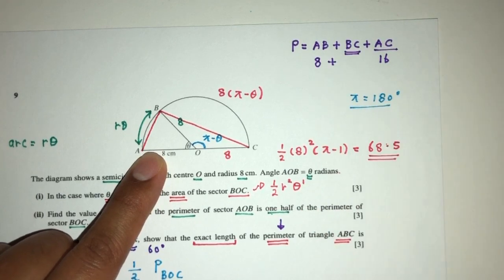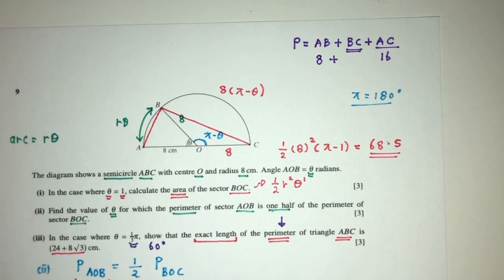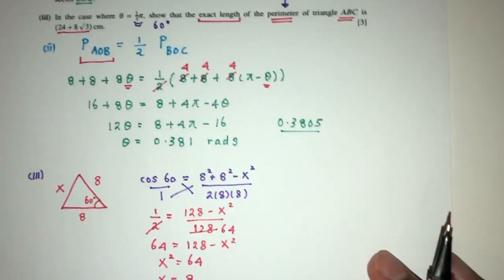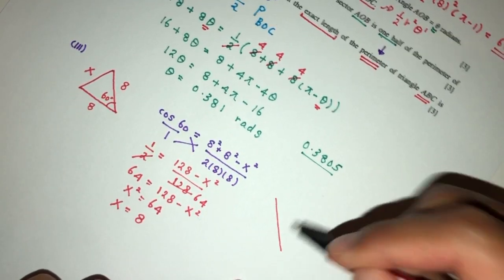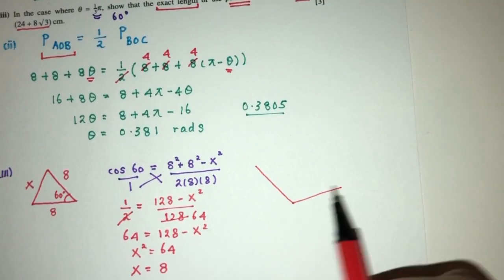Now we have to find BC. To find BC, again we use the same idea. We take out the triangle that we have over here. You will have this triangle, something like this, and joining them.